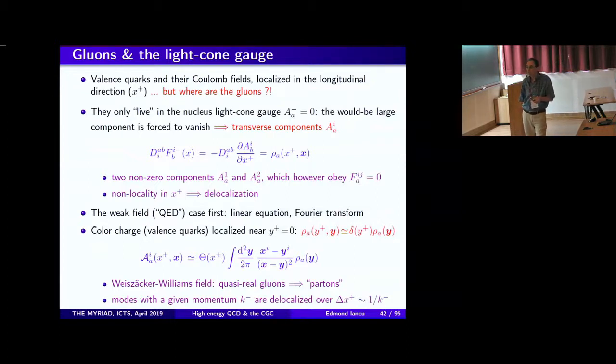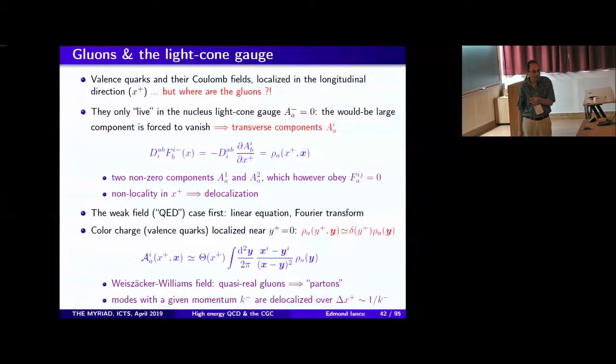It's a field which is totally delocalized in x plus, but it's a sum over modes. If you look at the modes with a fixed k minus, then they're delocalized over a distance 1 over k minus. I told you again and again that the gluons are delocalized in the longitudinal direction over a distance of 1 over the inverse of the longitudinal momentum. That's correct, but that is only correct in this gauge.